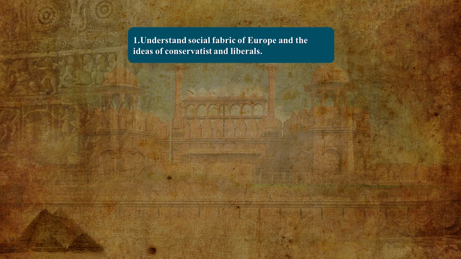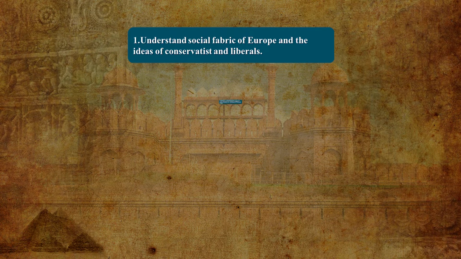Welcome back to session 2 of Chapter 1 History, The Rise of Nationalism in Europe. We have already discussed in part 1 regarding the process of the nation state, how the French Revolution created the basis for that. Now, in this session, we are going to study the social fabric of Europe and the ideas of conservatives and liberals.